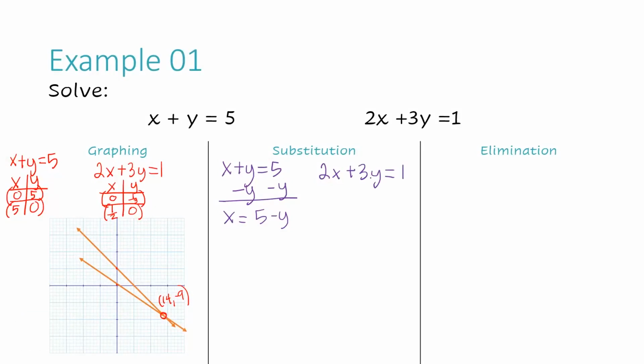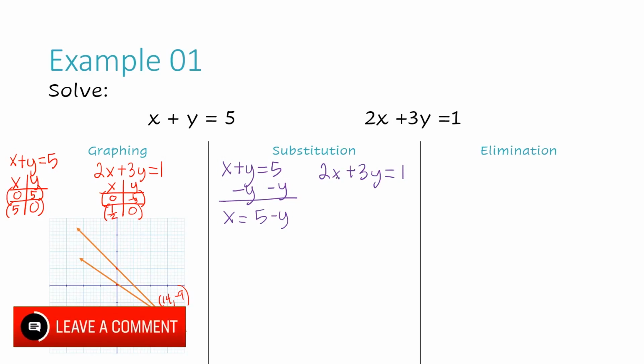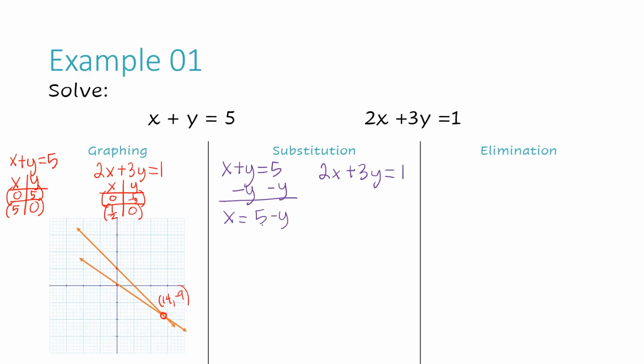Now I'm going to rewrite it, except where I see an x, I'm not going to write x. I'm going to write what I calculated x to equal. So I have 2, and I'm plugging in 5 minus y because that's what we just found out x equals, and then plus 3y equals 1. Now I'm going to keep solving. I'm going to solve for y.